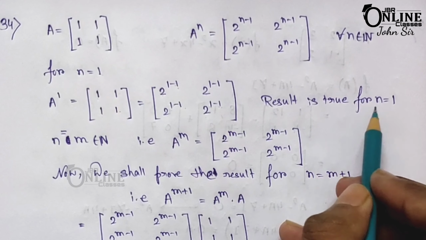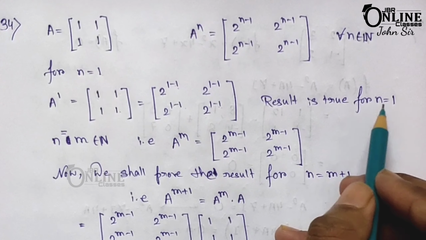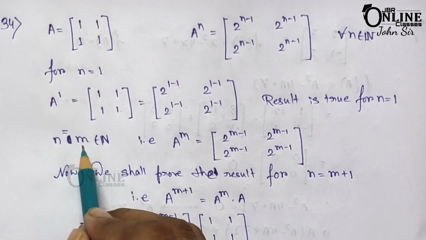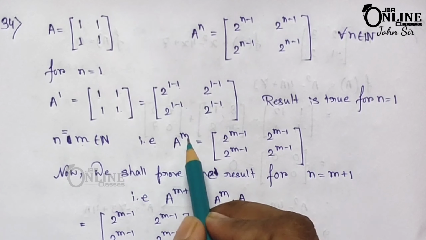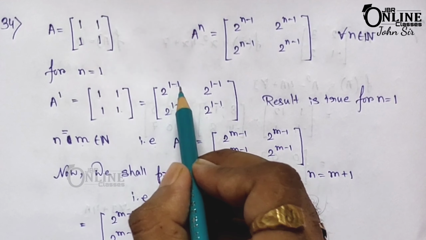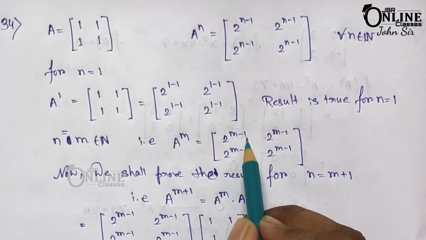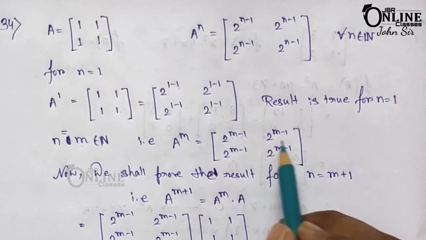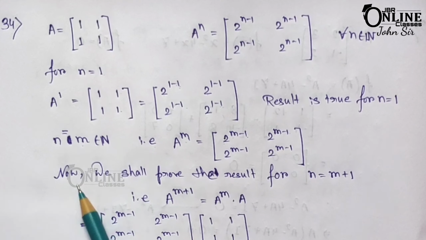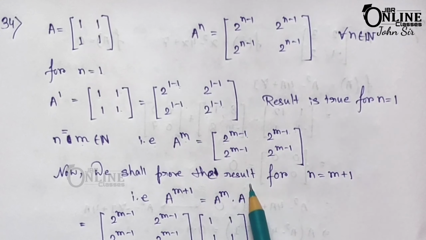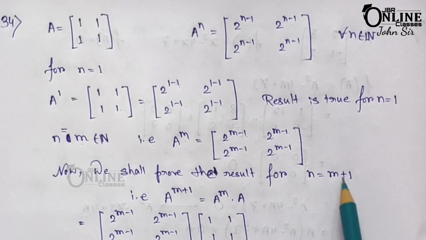So result is true for n equal to 1. Now n equal to m, which belongs to a natural number. So that is a to the power m क्या होगा, अगर 1 के लिए 1 minus 1 है, so m के लिए m minus 1 होगा. So 2 to the power m minus 1, 2 to the power m minus 1, and all are same. Now we shall prove the result for n equal to m plus 1.